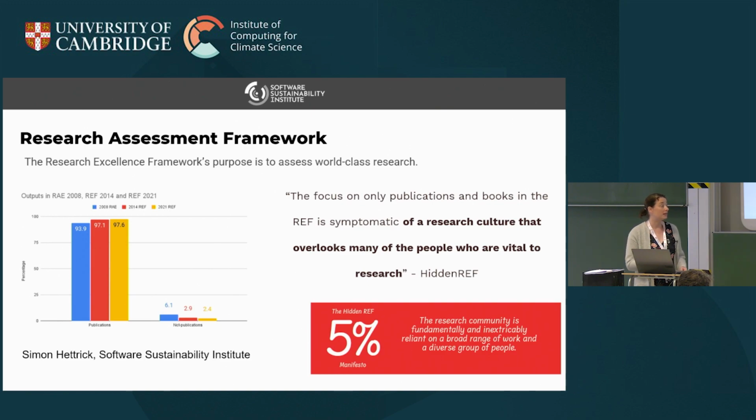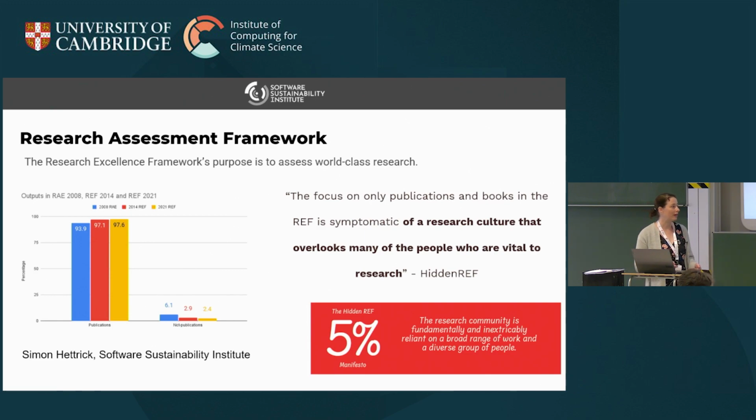But in the analysis that he's done, he's found that software, in terms of grading, stands up pretty well compared to the paper. So it's not the case that software is being downgraded. It is the case that very few universities are submitting software to REF. This is Simon's soapbox. The focus on publications is indicative of a research culture that overlooks many of the people that are vital to research. That's the people that take the time to write the software, that open up the software practices, that have good data practice. These are the people that are making research better and more efficient and pushing us along the knowledge journey, but aren't necessarily being recognised for it.